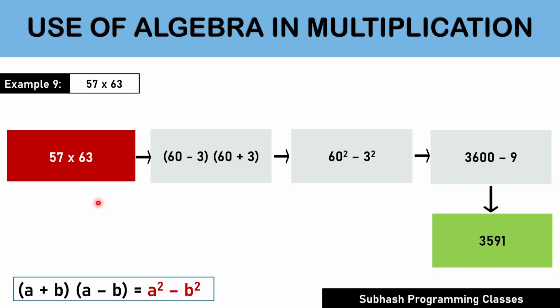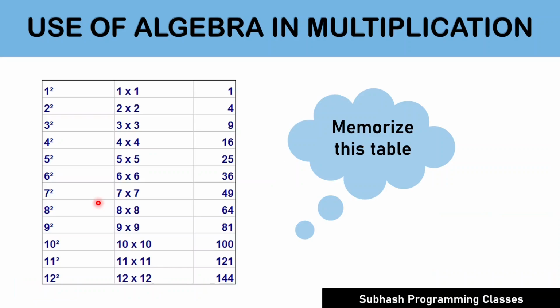I hope you now understood how to solve multiplication problems using this algebraic equation. Now, let's explore a few more calculations. By the way, how do you quickly find the squares of a number? This is what we are going to learn next. Before learning how to find the squares of numbers easily, it is important that you know the squares of numbers from 1 to 12 by heart. If you know squares from 1 to 12 by heart, then the rest is very easy.